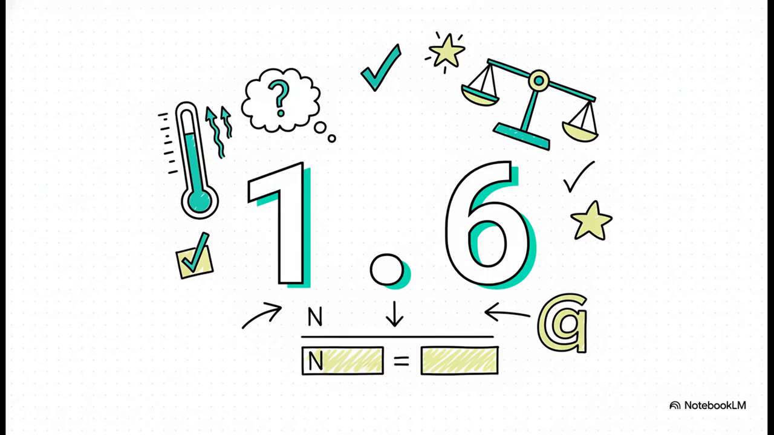Now for the easy part. We just plug those numbers into the formula. Change in temperature, which was 6.4, divided by the change in mass, which was 4.0. And that gives us 1.6.